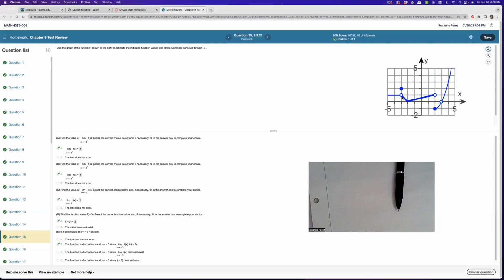Part B, we're following the function from the positive side to -3, from this direction. And where does that y value approach? That y value is also approaching 1 from the positive side of the domain.